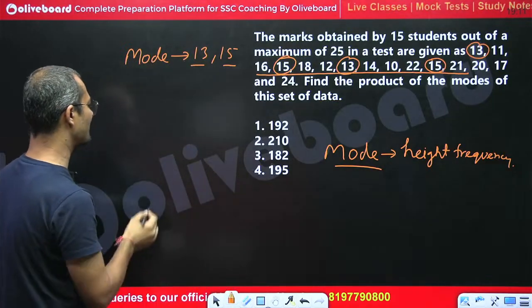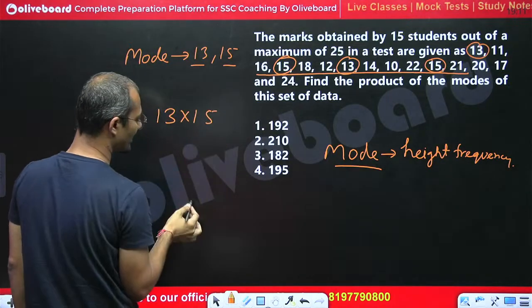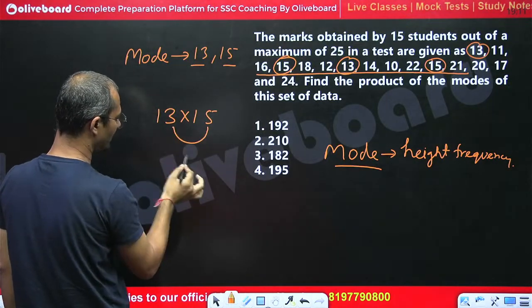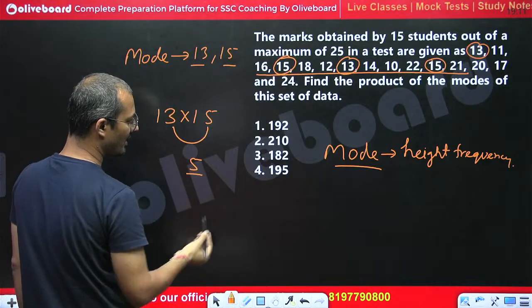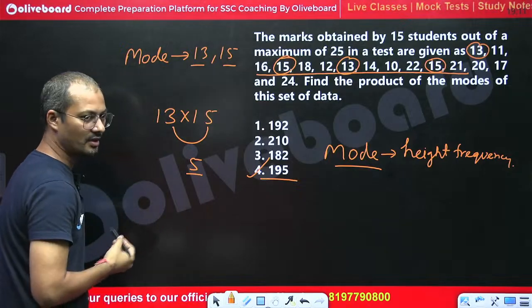Now the question is asking the product of mode. So 13 into 15. We can check the unit digit. 5 into 3, unit digit must be 5. We have only one option in which the unit digit is 5. So the answer would be 195.